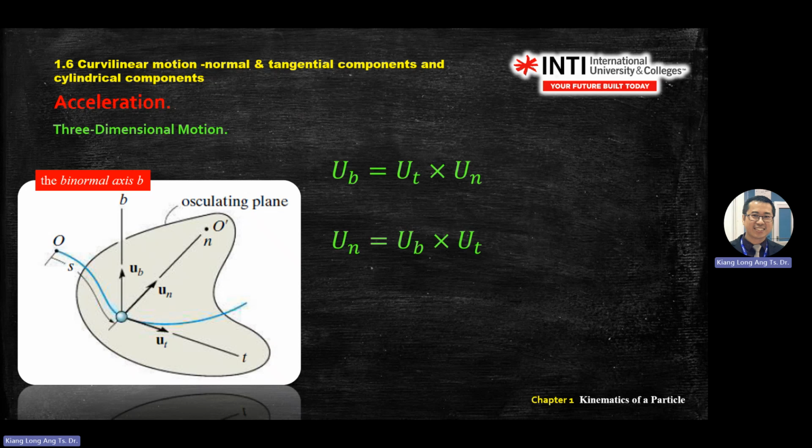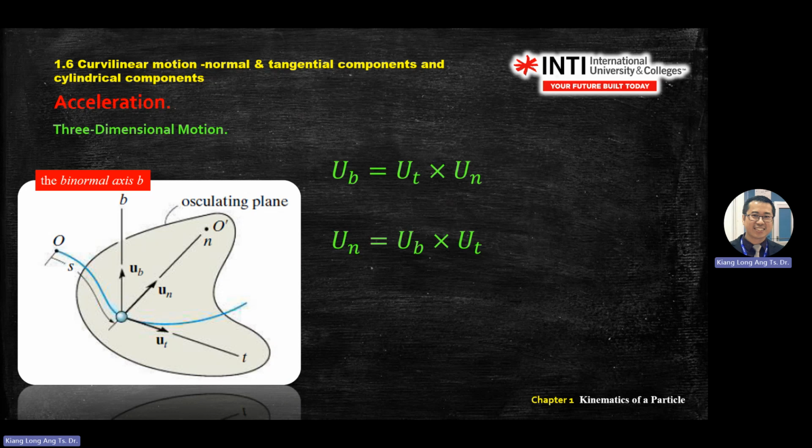Then, for the N component, how do you know the N direction? Same. You take B cross T. B cross T. This direction is positive. This is your thumb. You want to show the direction of N. Use your right hand rule. B cross T.